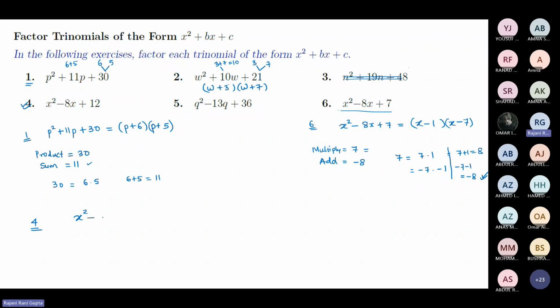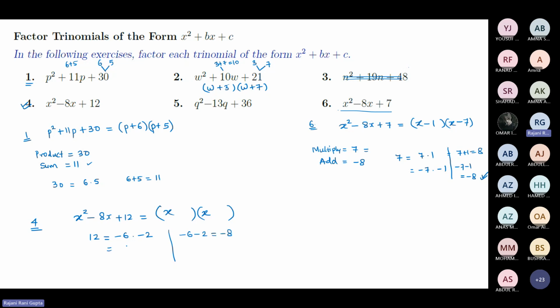x squared minus 8x plus 12. You need two numbers which on multiplying give you 12. Yes, what are those two numbers? Minus 6 and minus 2. Minus 6 times minus 2 gives you 12, and then minus 6 minus 2 gives you minus 8.